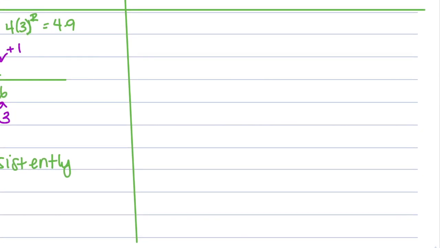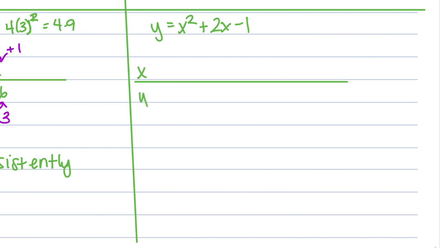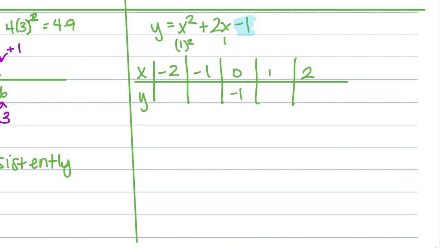Now let's look at a quadratic example. So we have y equals x squared plus 2x minus 1. We have x, and we have y, -2, -1, 0, 1, and 2. So again, my y-intercept, we can start with -1. And so in order to actually solve for these, we need to plug in. So if I plug in 1 for all of these, 1 squared plus 2 times 1 minus 1. So that gives us 1 plus 2 minus 1, and that's going to give us 2.